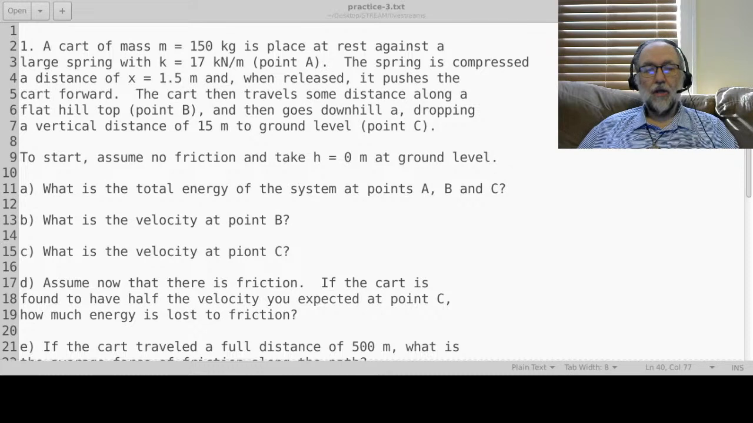Let me just quickly check my audio levels, and it looks pretty good. Okay, so what we're going to do today is a couple of questions on energy. One question is one of my roller coaster questions with a spring, and another question is on the energy for a simple harmonic oscillator.